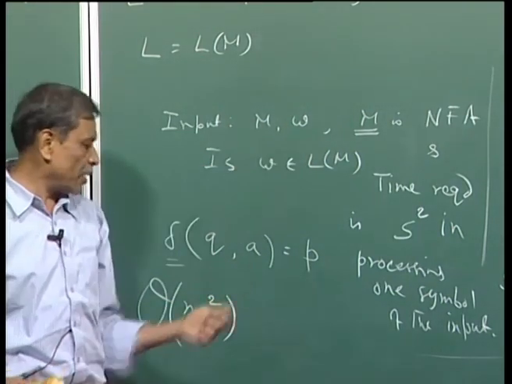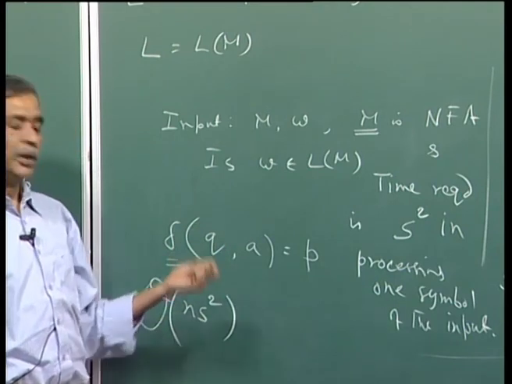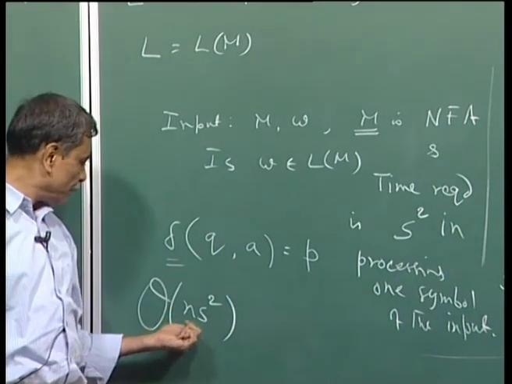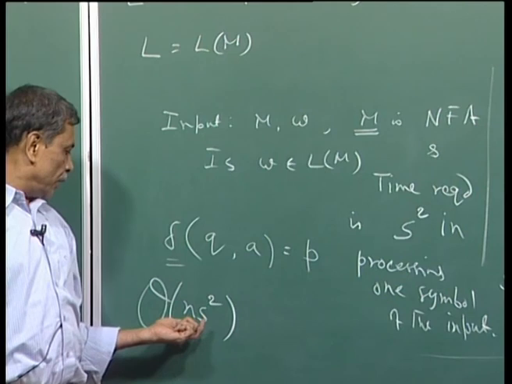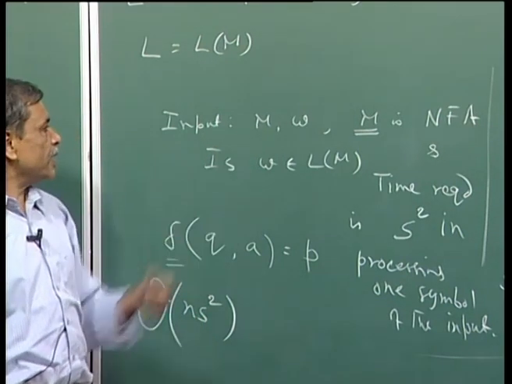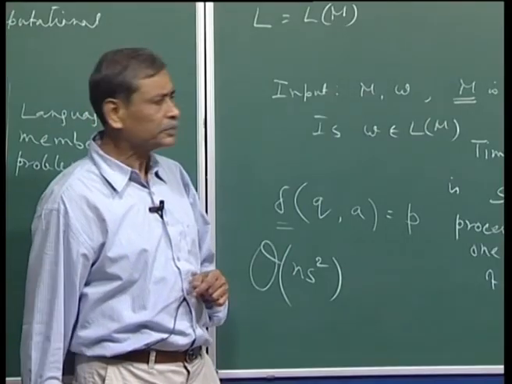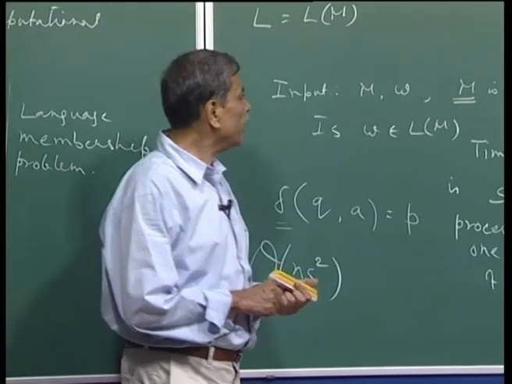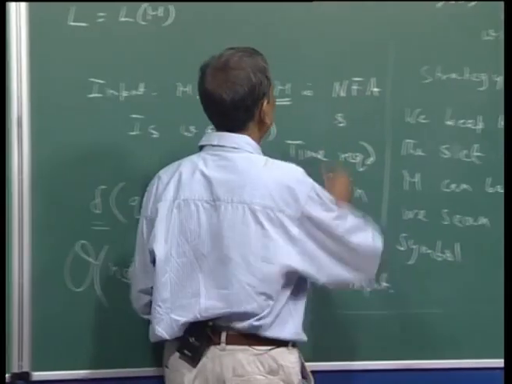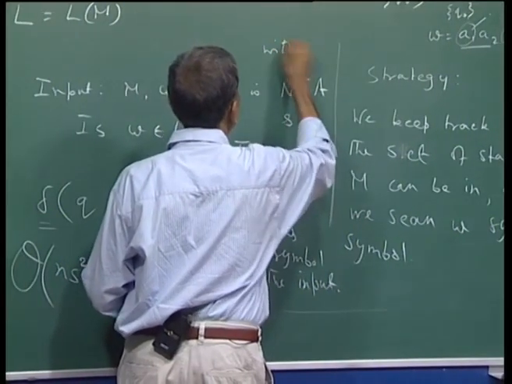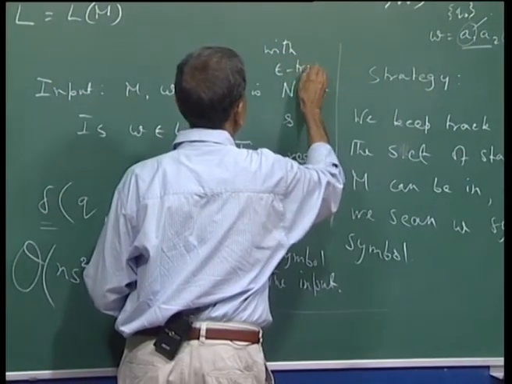Remember, as M is part of the input, we know the number of states. So, this is polynomial in the size of the input. So, this is also a polynomial time algorithm. What if M is an NFA with epsilon transitions?